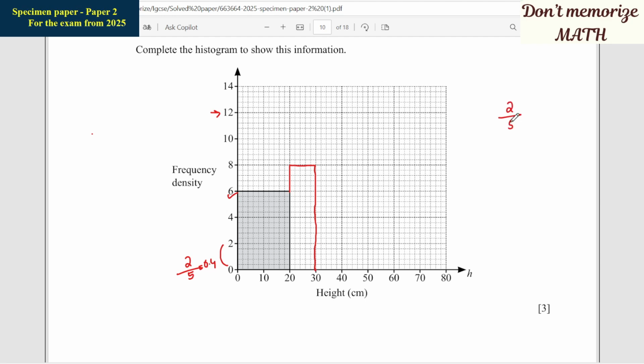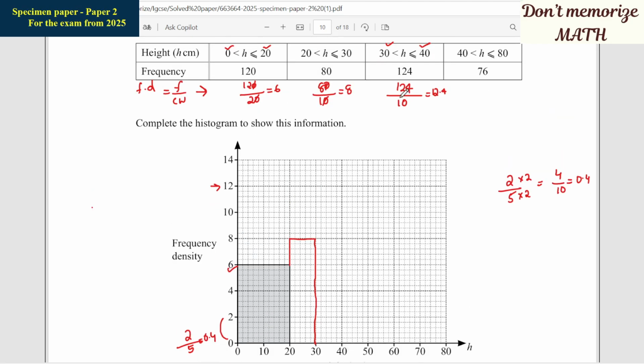So 2 over 5. I will make the denominator 10, so it is easy to find the decimal. I have to multiply by 2. If you are multiplying the denominator, the numerator also you have to multiply by the same number, otherwise the value will change. So 2 times 2 is 4, 5 times 2 is 10. So 4 over 10, you will get 0.4. So one line is 0.4 here.